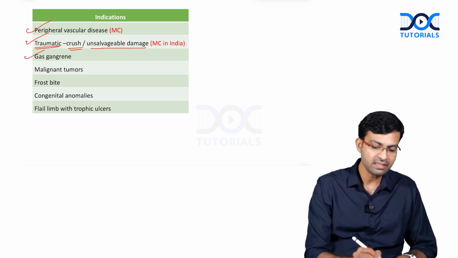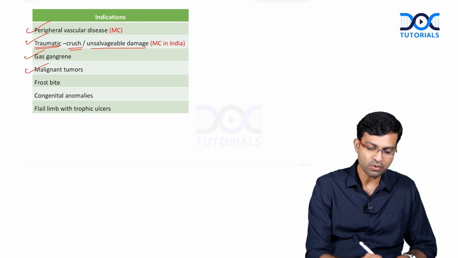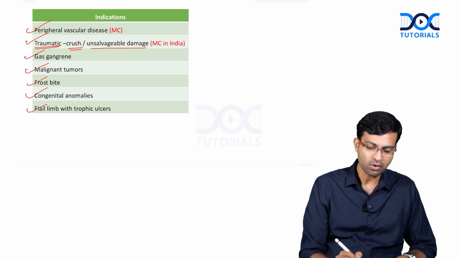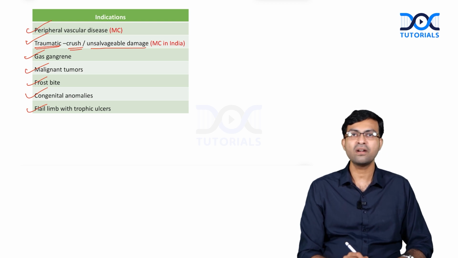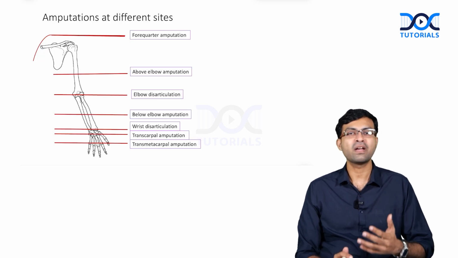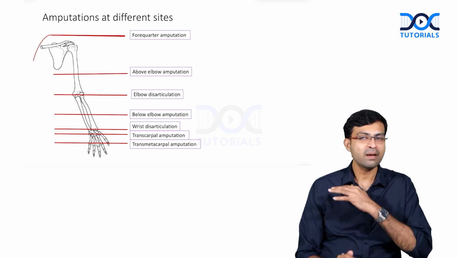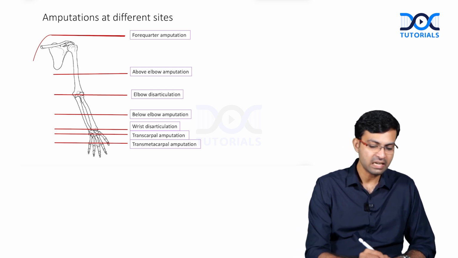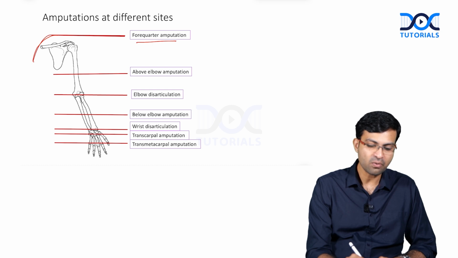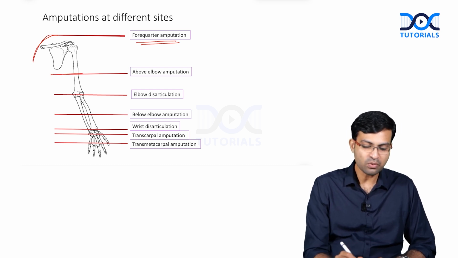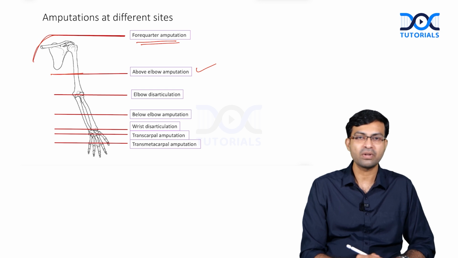Okay. Then gas gangrene is an indication, malignant tumors, frostbite, congenital anomalies, and flail limb with trophic ulcers. So these are all indications of amputation. There are different kinds of amputations based on the site of amputation. If you are amputating the entire shoulder girdle, you call it forequarter amputation. Amputation through the humerus is above elbow amputation.